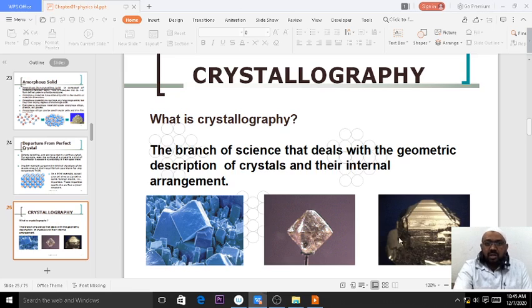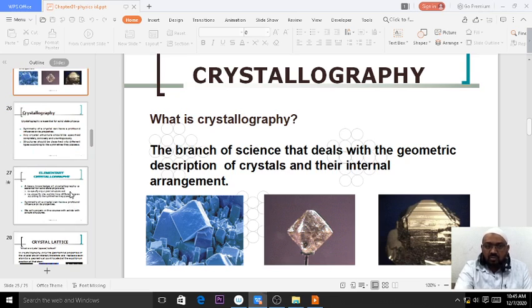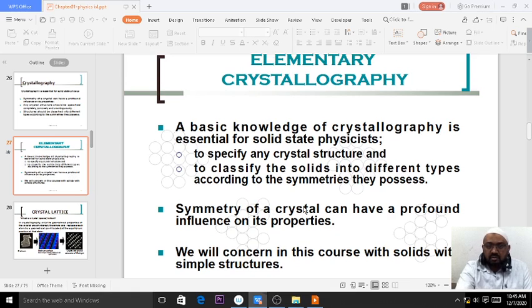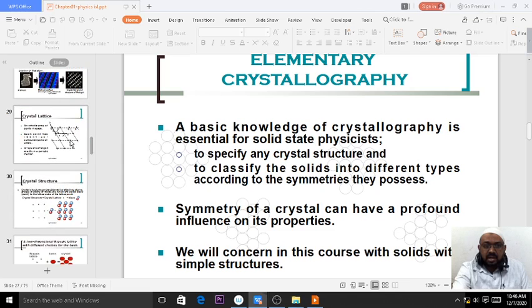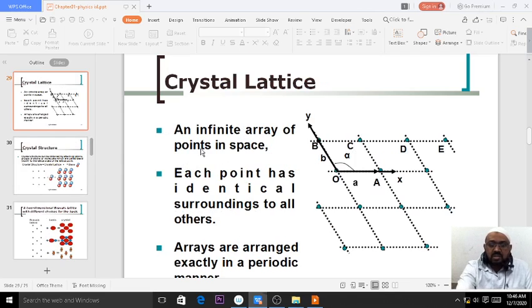See here, crystallography is a branch of science that deals with the geometrical description of crystals and their internal arrangement. Now we move on to the next slide. What is elementary crystallography? We should have a basic knowledge of crystallography. It is essential for a solid state physicist, and also very important for an engineering student. Whatever discussion we have done in this class is up to elementary crystallography.